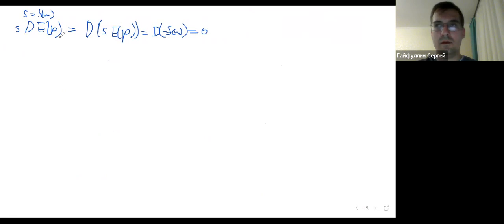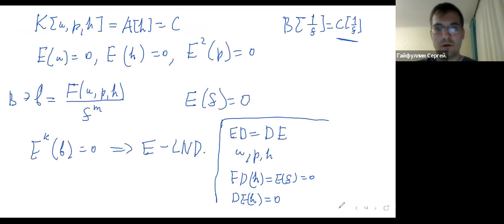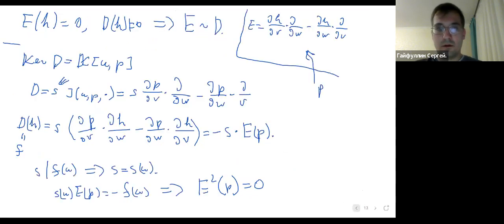Hence, DE from P is equal to 0, because S is not zero, and ED from P equals 0 because P is in the kernel of D. So we just proved that ED equals DE. The main idea is that we don't have to deal with this algebra B, but we deal with this algebra C. And it's more convenient because we know how to deal with its generators. So this theorem is proven.